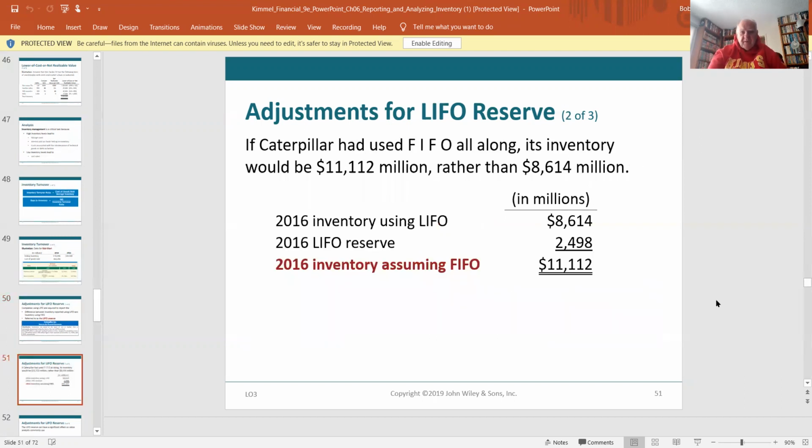Here's an example. The inventory using LIFO was 8,614. But if they had used FIFO, it would be 11,112. So the difference between the two is 2,498, and that's your LIFO reserve. In this case, you would debit the LIFO reserve for 2,498 and credit the inventory. Okay.